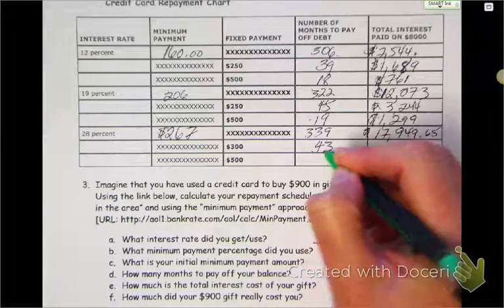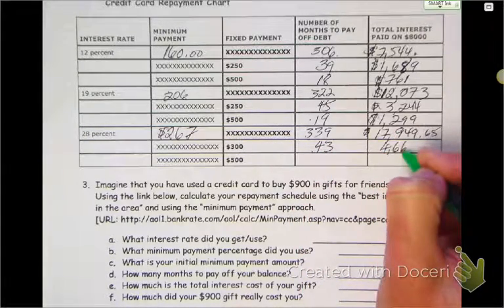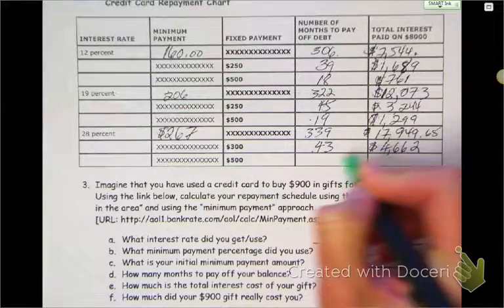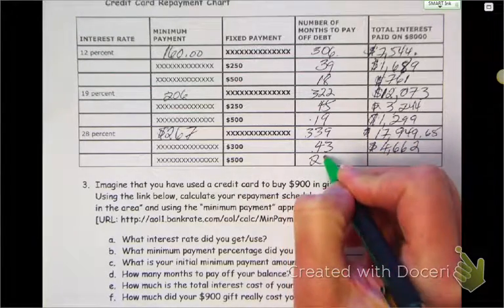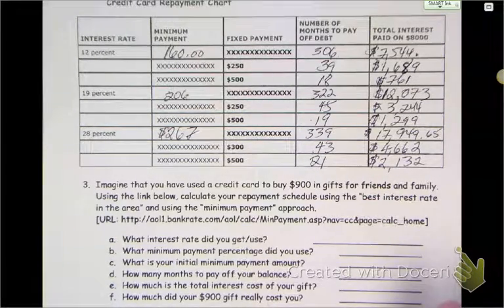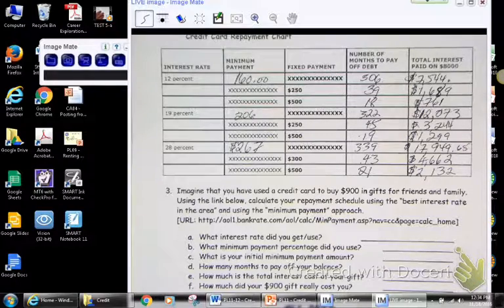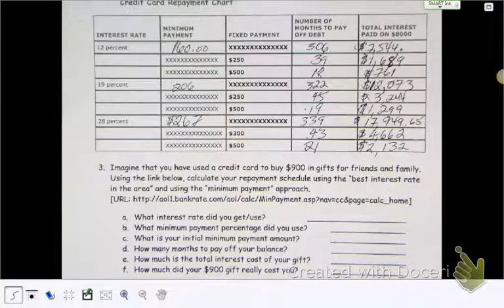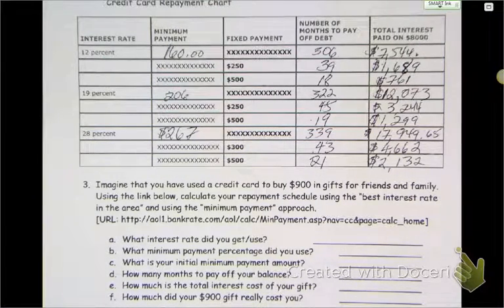43, and then I had 4,662, let's say. And then 40 for 500, I had 21 and 2,132. Okay. So I'm gonna switch over to... Wait, what? For the 28% interest rate, why would it take less time? 43 months versus 45 months. Oh, this is a $300 payment. Yeah, $300 payment. Wait, what about the last one? It's still... Never mind.